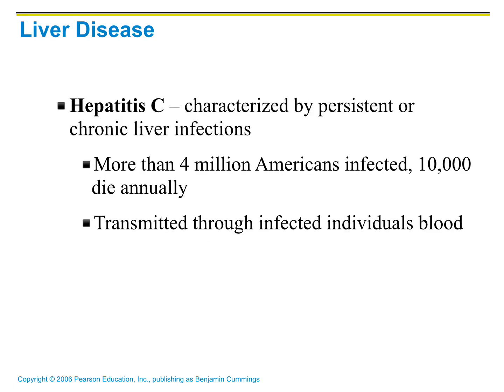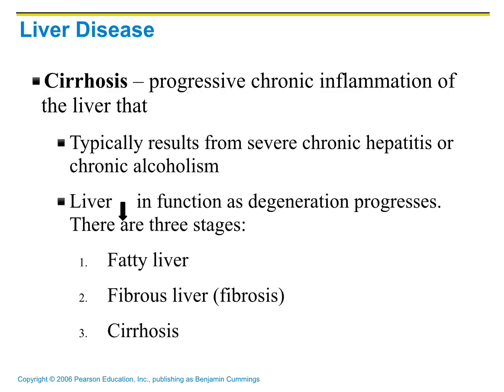This slide talks about hepatitis C, which is the chronic liver infection. And when you have chronic hepatitis, it can lead to cirrhosis, which is degeneration of the liver, which we'll talk about. I believe it's on the next slide. This is transmitted through blood. So cirrhosis is this progressed degeneration of the liver, and there's stages that it goes through. The most common causes for this are going to be chronic alcoholism and then severe chronic hepatitis. The first stage of degeneration is going to be fatty liver. The second stage of degeneration is fibrosis, and then it ends up with cirrhosis.